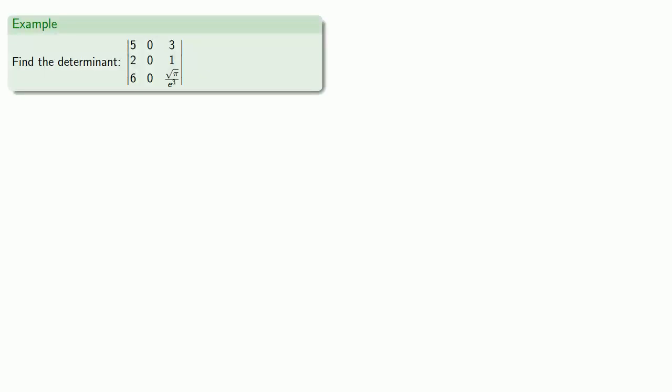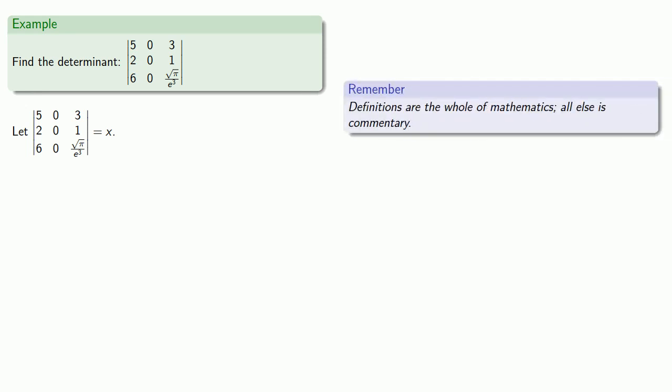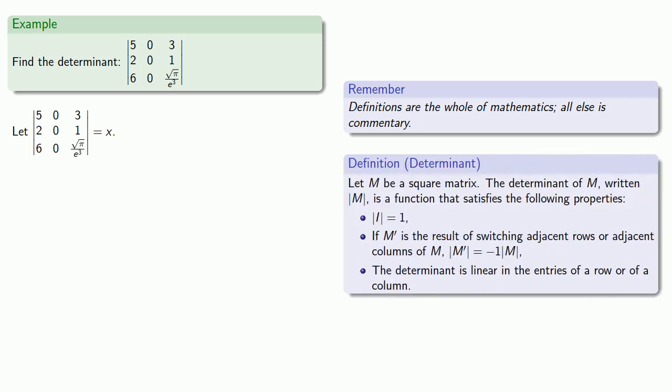So let's find the determinant of this matrix where we have a column of zeros. Again, every problem in linear algebra begins with a system of linear equations, so let's let the determinant be the unknown that we're looking for. Again, definitions are the whole of mathematics, all else is commentary. The definition of determinant says that the determinant is linear in the entries of a row or column.